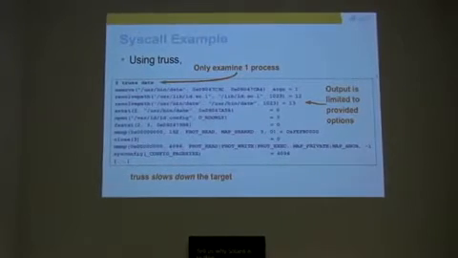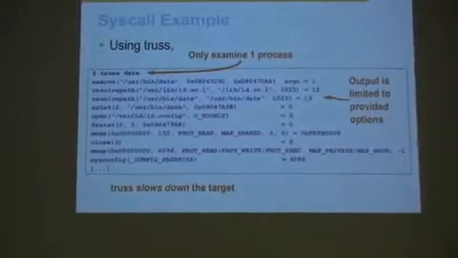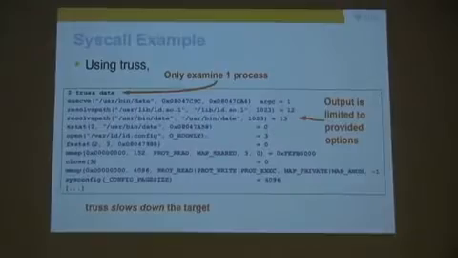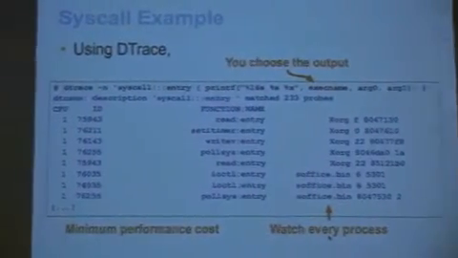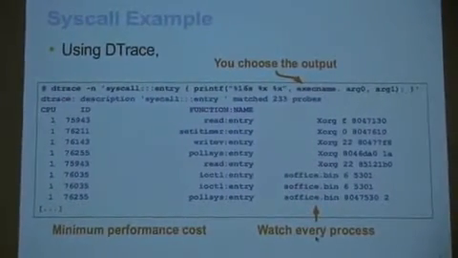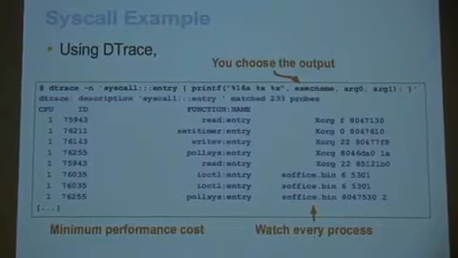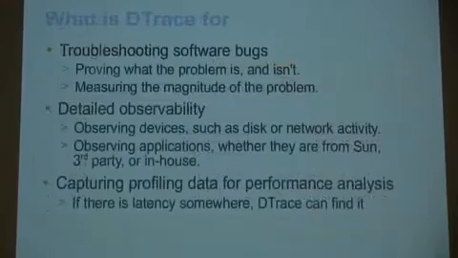Truss can only examine one process at a time. The output is limited to the provided options, so I don't have control over that. Truss gives me what it wants. There are some switches. Truss also slows down the target a lot. Using DTrace, I choose the output that I want. I get to watch every process. I don't have to point at a particular process ID or command name, and it has minimum performance cost.